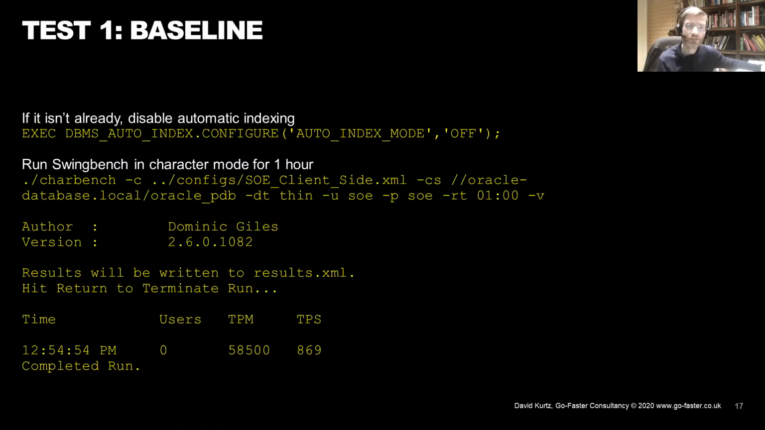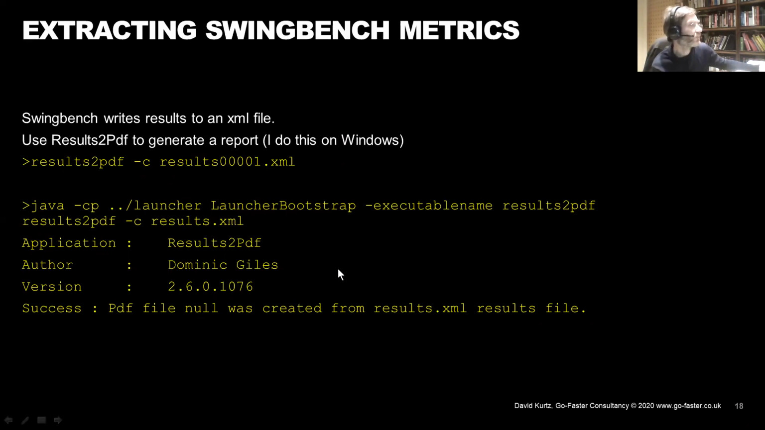So baseline test, let's just run the benchmark straight. I'll turn automatic indexing off if I've been using it already. And then I'm going to run Swingbench in character mode for an hour, and it chugs away. And you can see the number of transactions per minute and per second that it produces. Nice thing is Swingbench also produces a whole load of metrics in an XML file, and you can build a report on that file. And you do it like this.